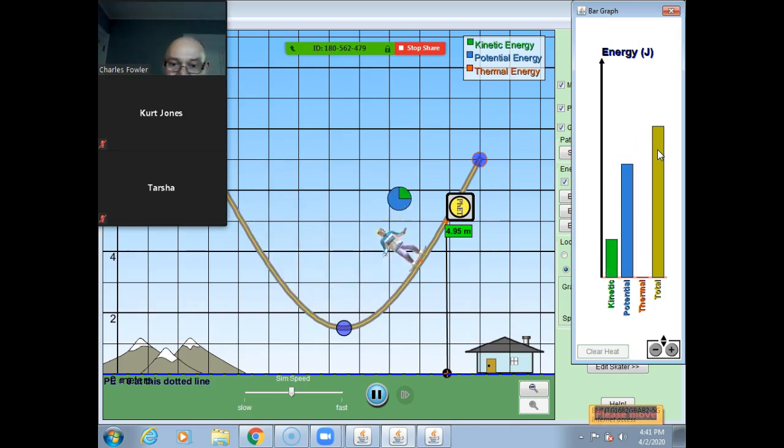Now one thing I wanted you to notice, when he gets to the bottom down here, notice that he's got his maximum kinetic energy, but he maintains some potential energy because he still is a height above the potential energy line. So that's why I wanted to show you this. That helps you answer that other question. In fact, that helps you answer one of those questions pretty well. Okay? All right. Any questions yet?